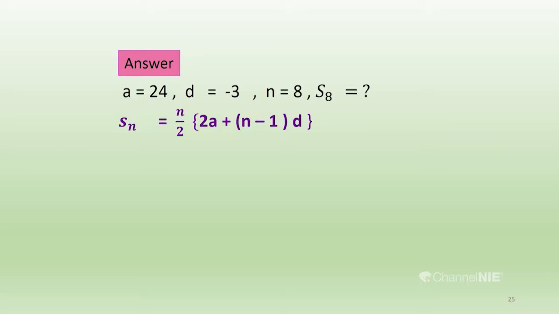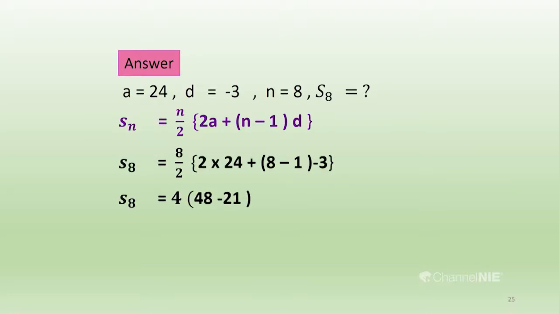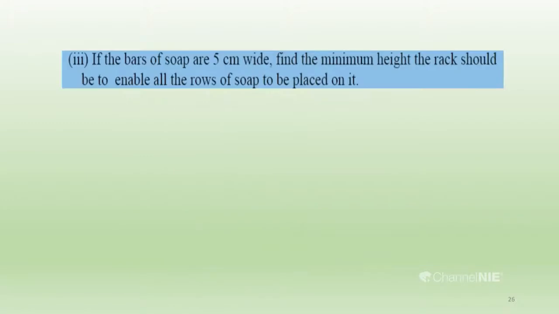Okay, here we have to substitute the given values. What are the values here? Sn equals n over 2 times (2a plus (n minus 1)d). A is 24, d is minus 3, n is 8. Then we are going to find S8, the total number of bars up to the 8th term. Here S8, how do we find S8? By substituting them, and we have to simplify them correctly by considering the minus sign, and we got 108 as the total number of soap bars up to the 8th row. Okay, 108.